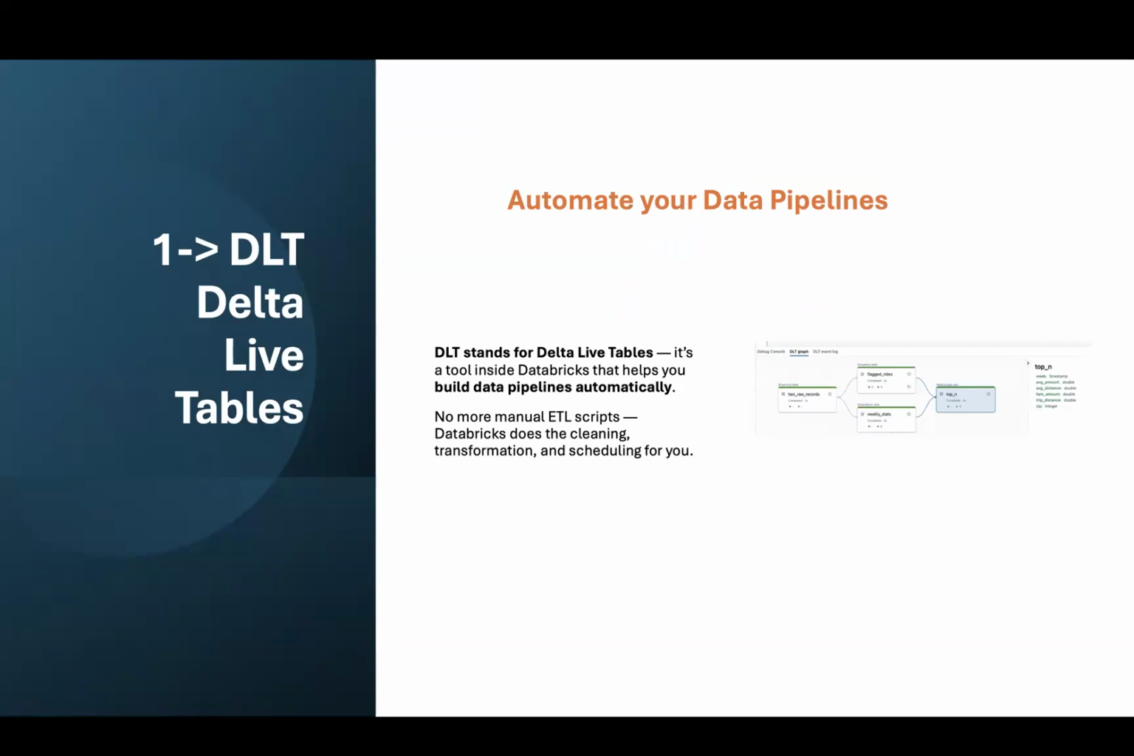A traditional data pipeline requires a lot of data coding as well as ETL management, scheduling, and cleaning the corrupt records. DLT stands for Delta Live Tables. It's a tool inside Databricks that helps you build data pipelines automatically, which means no more manual ETL scripts. Databricks does the cleaning, transformation, and scheduling for you.